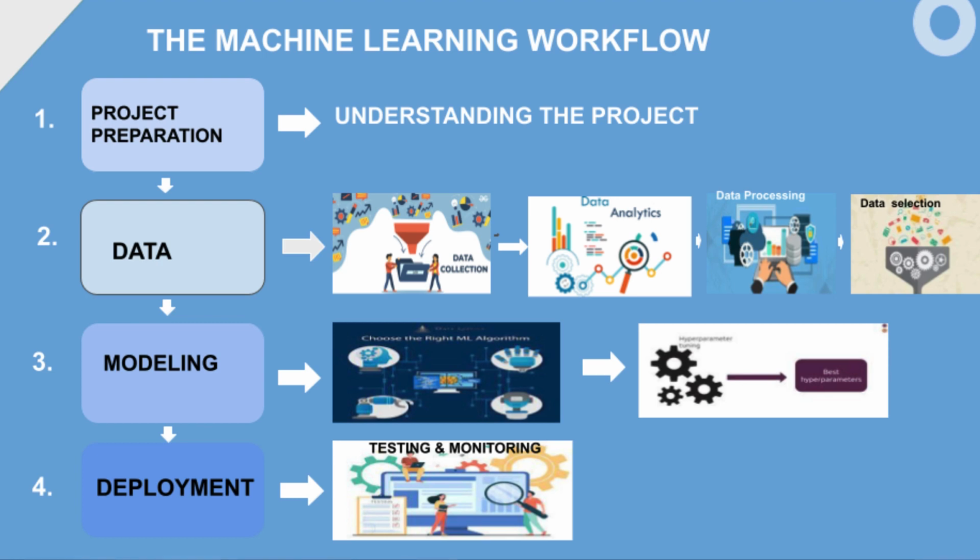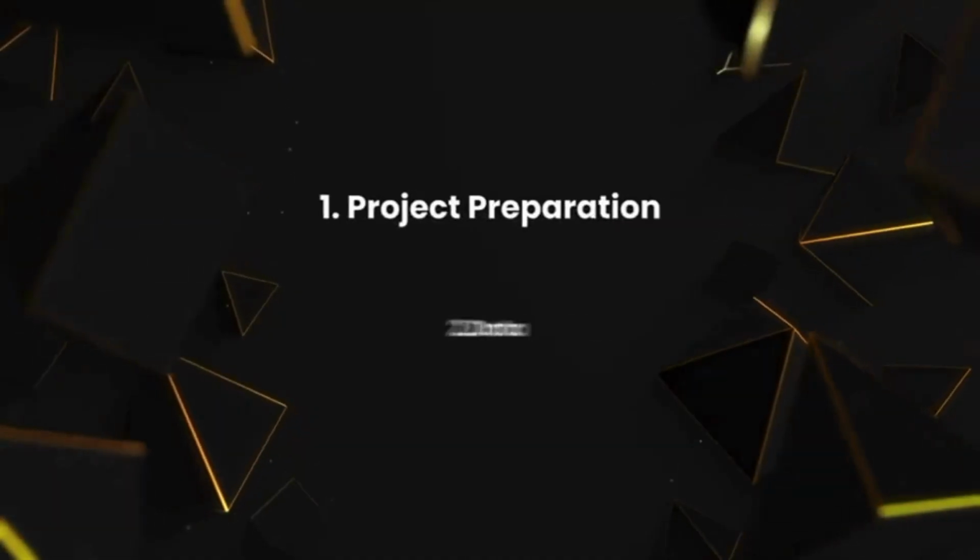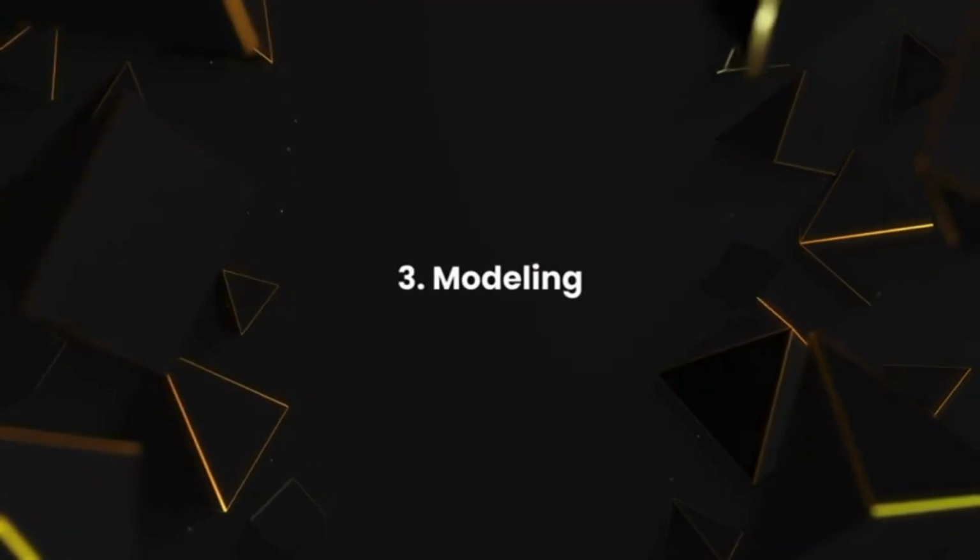So in the last two videos, we spoke about step 1 and step 2. Step 1, which is project creation, and step 2, which is data. Now let's jump to step 3, which is modeling. In order to move into modeling, we must know the different types of machine learning. So we should know which one we're going to use.